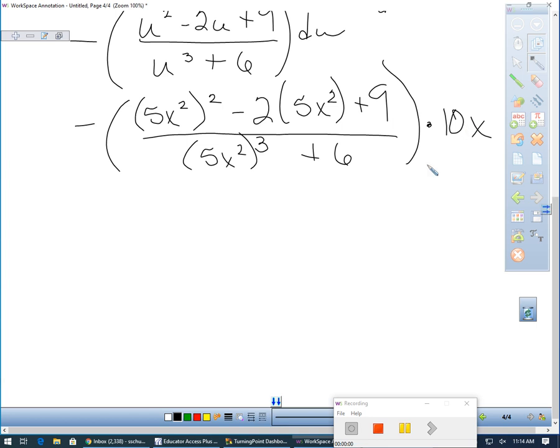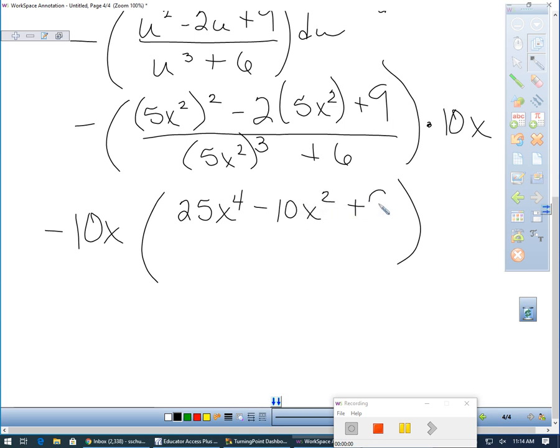All right, I'm going to move my 10x out in front if you guys are good with that. So I'm going to start with negative 10x out in front. In my parentheses, 5x squared, 25x to the fourth, minus 2 times 5x squared is 10x squared, plus 9, over 5x squared cubed, 125x to the 6th, plus 6.